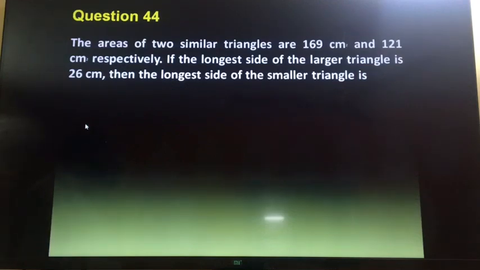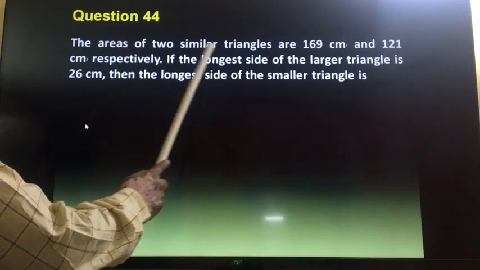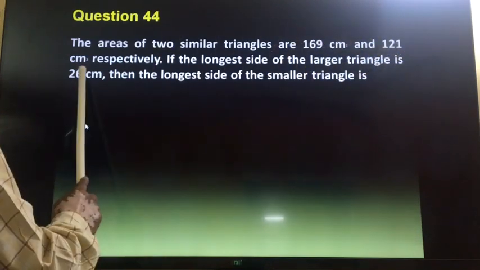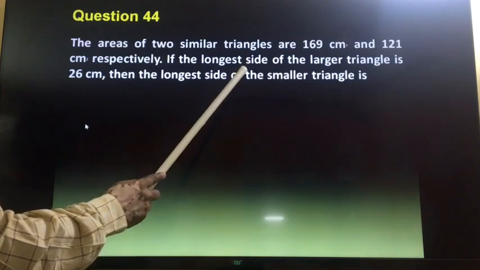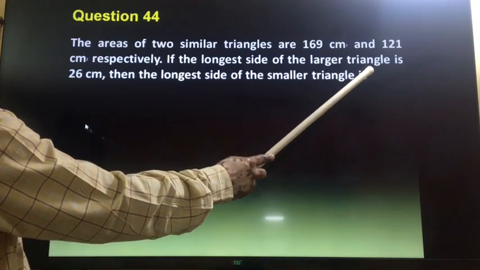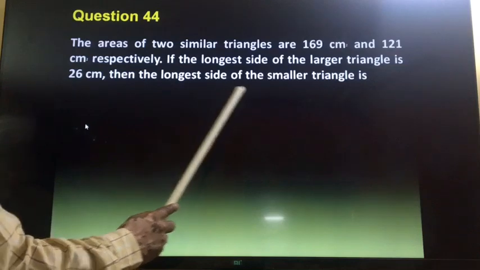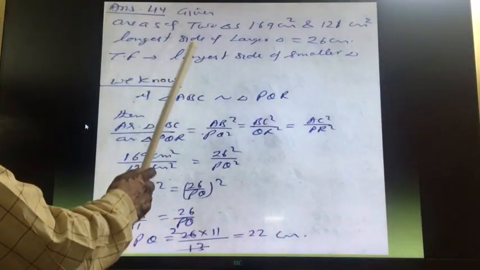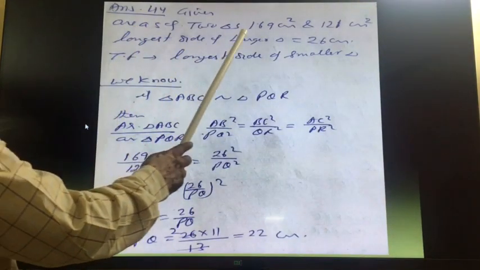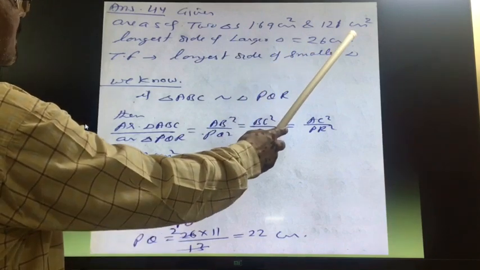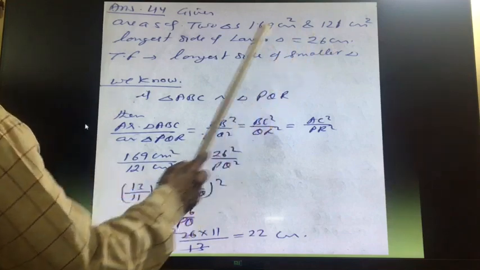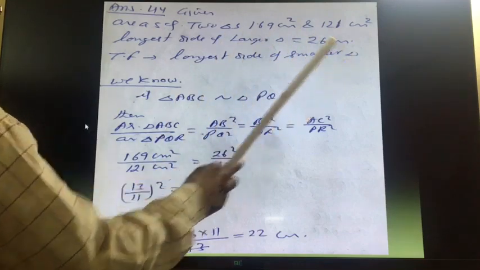Area of two similar triangles theorem. The areas of two similar triangles are 169 centimeter square and 121 centimeter square respectively. If the longest side of the larger triangle is 26, then what is the longest side of the smaller triangle? This we ought to find out. So see how you will do it. What is given? Areas of the two triangles are 169 centimeter square and 121 centimeter square, and the longest side of the larger triangle is 26, and the longest side of the smaller triangle we have to find out.